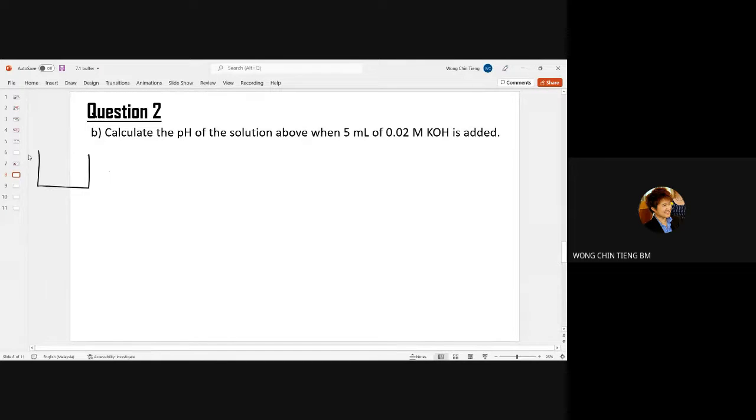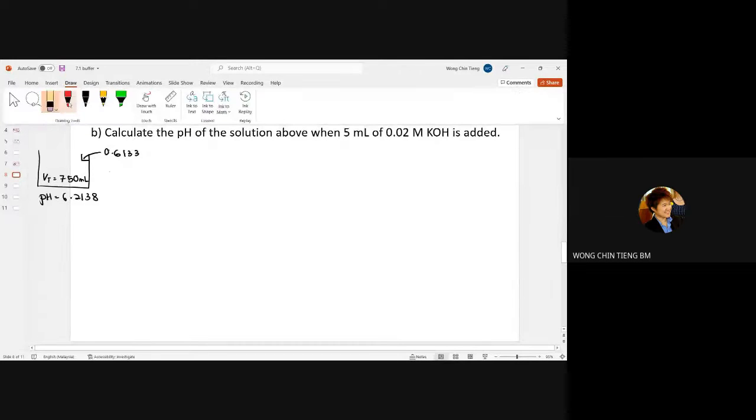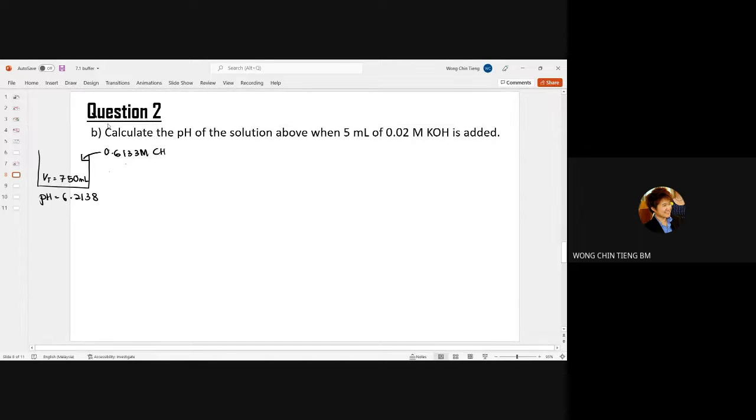So, originally in my buffer, my calculated pH is 6 point something, 6.2138. And originally, my volume is 750 milliliter. So, I have 0.6133 molar of my weak acid, CH3COOH. And then in the same beaker, we have 0.6673 molar of my conjugate. Agree? This is what we originally have.